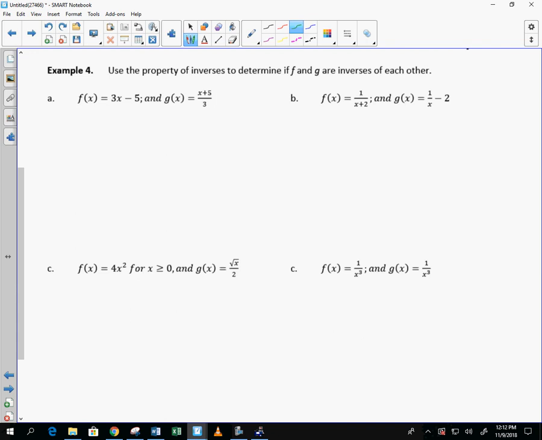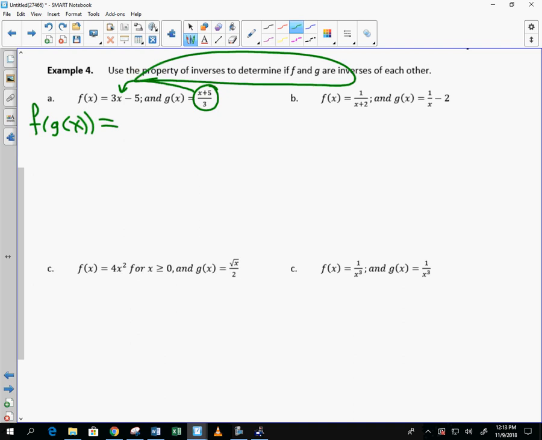Property of inverses. Use property of inverses to determine if they are inverses of each other. How do we determine if something is inverses? Don't just switch x and y. Use composition. F of g of x. Compose them. What do I do? What does that mean? Yeah, grab that and plug it in for x.